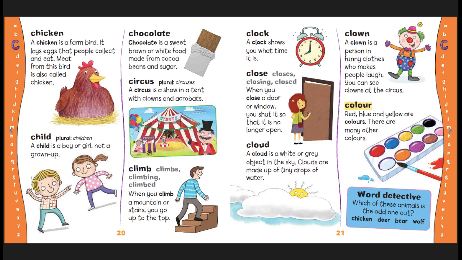Colour. Red, blue, and yellow are colours. There are many other colours. Word detective. Which of these animals is the odd one out? Chicken, deer, bear, wolf.